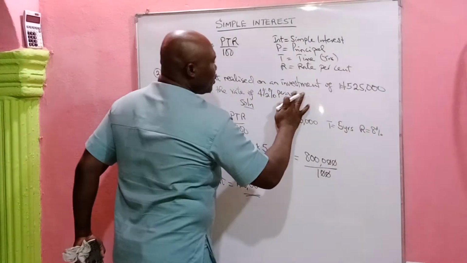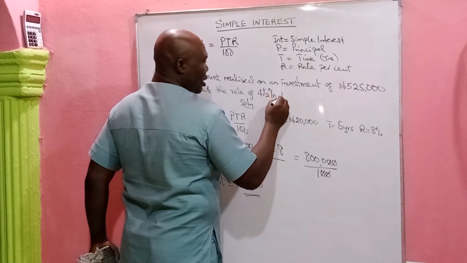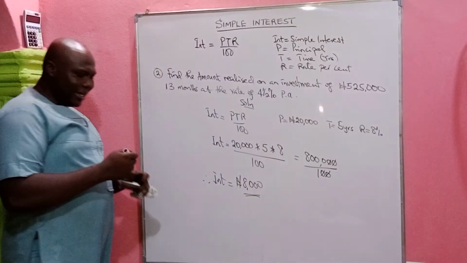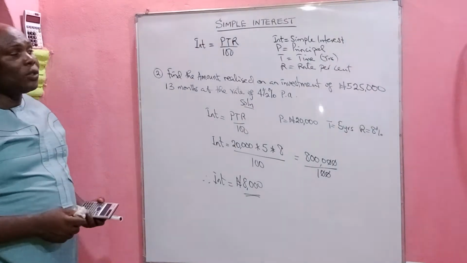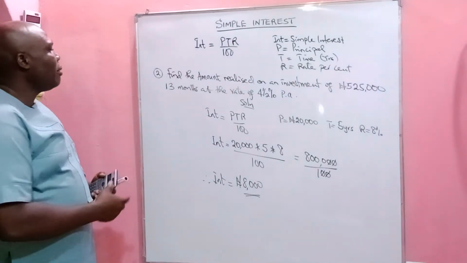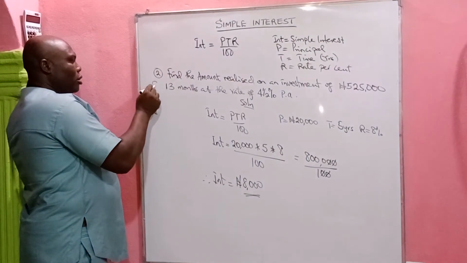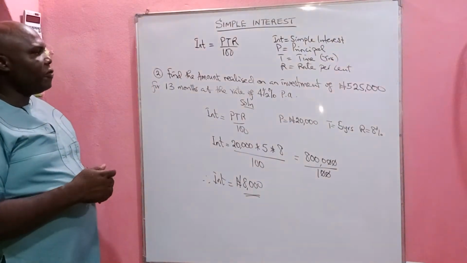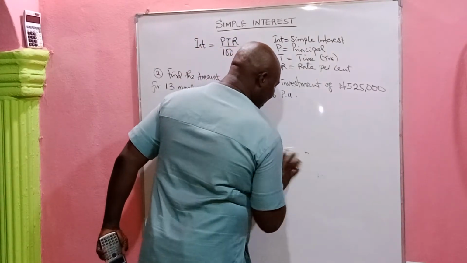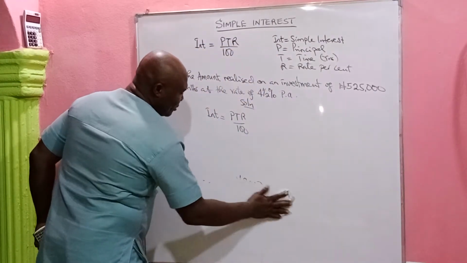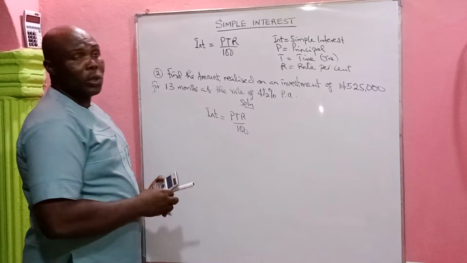Okay, so per annum, sometimes you just see it this way, PA. It still means per annum. So we want to find the amount that is realized on an investment of 525,000 for 13 months at the rate of 4.5% per annum. It's that simple. The interest is what you have to calculate first before you get the amount.